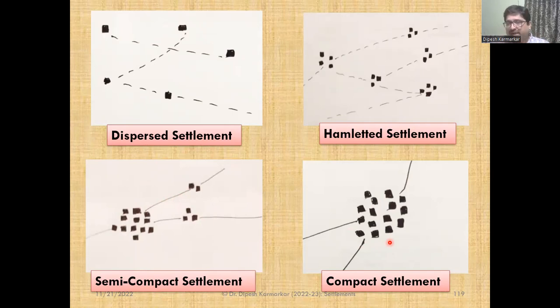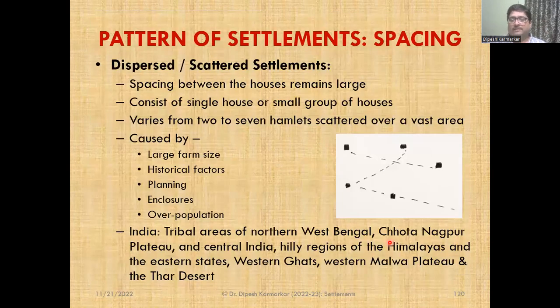So if you look at it as a process, from how settlements in a particular region are dispersed, how they gradually grow to become hamleted settlements, then semi-compact, and then finally compact settlement, it will be a little easier to understand the concept of pattern. Now let us discuss briefly these 4 patterns one by one.